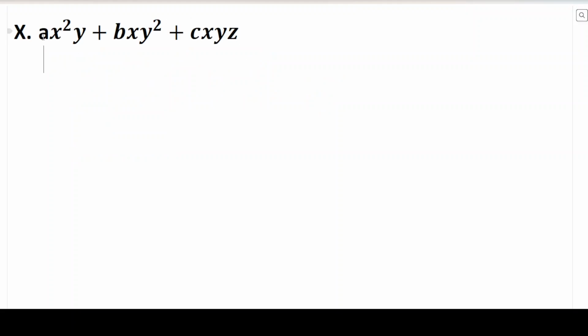Next problem. ax square y plus bxy square plus cxyz. ax square y, we can write it as a into x into x into y, plus bxy square, we can write it as b into x into y into y, plus cxyz, we can write it as c into x into y into z.